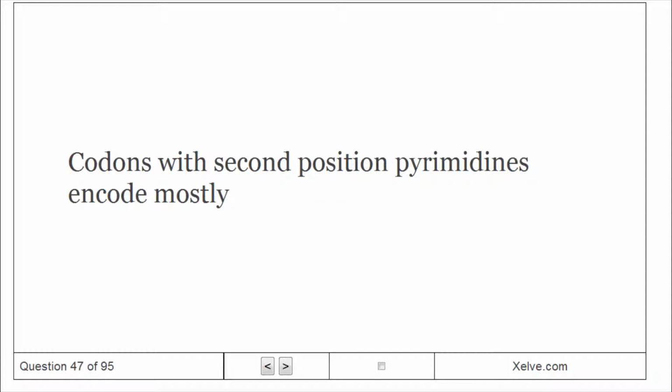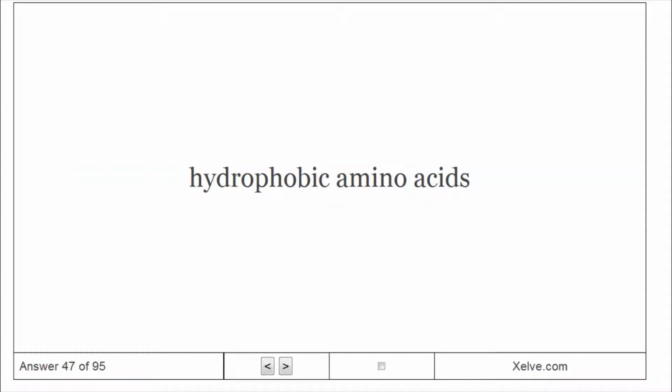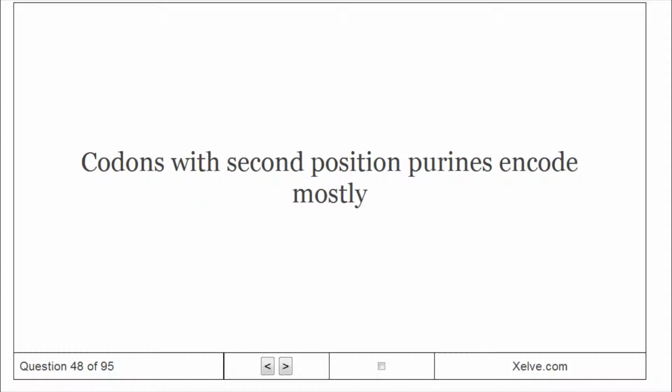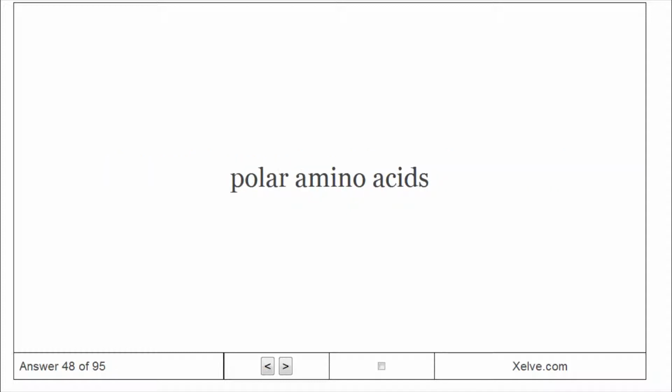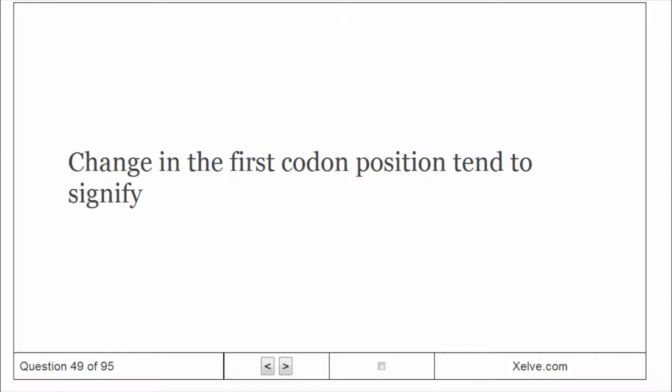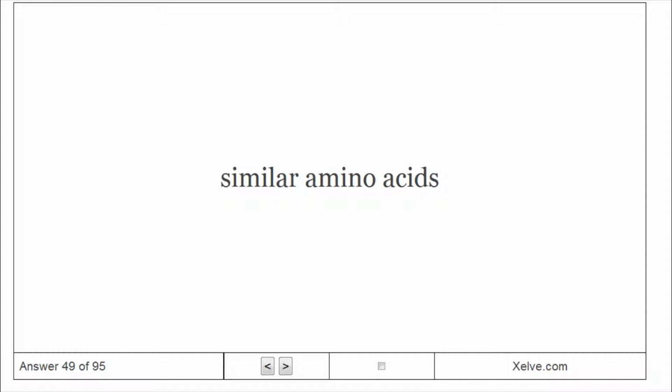Codons with second position pyrimidines encode mostly hydrophobic amino acids. Codons with second position purines encode mostly polar amino acids. Changes in the first codon position tend to signify similar amino acids.